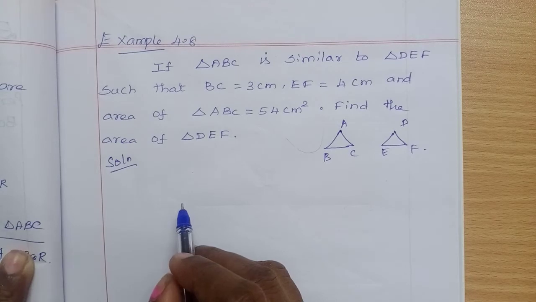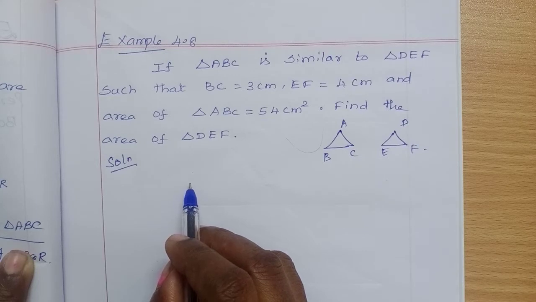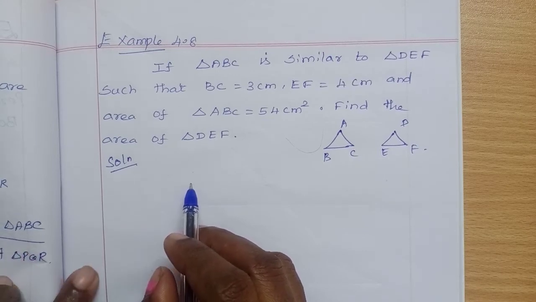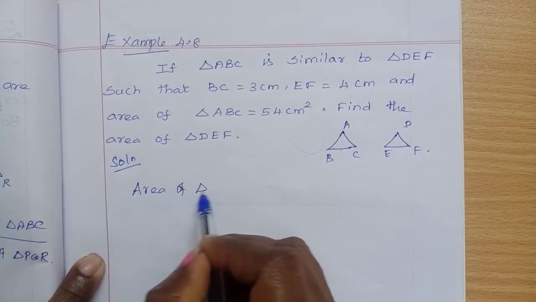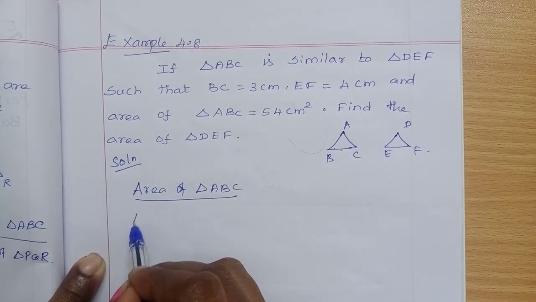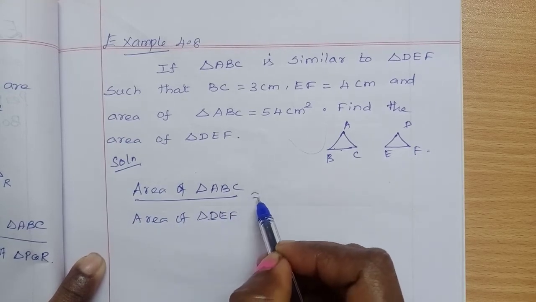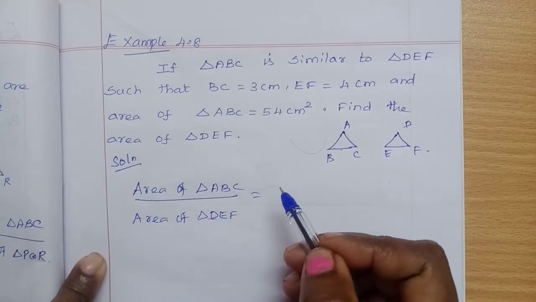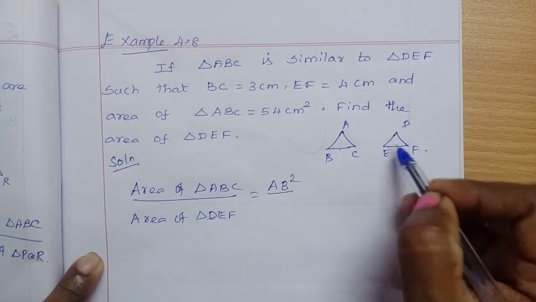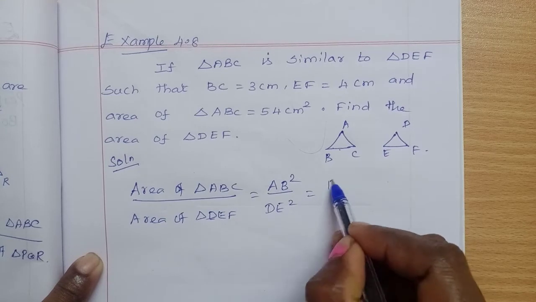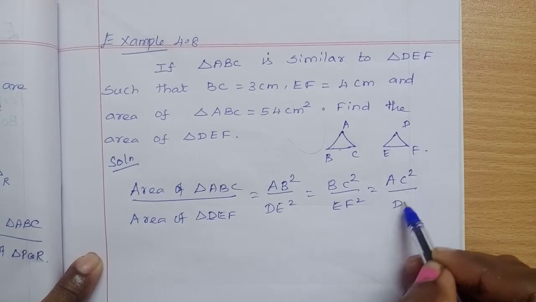The ratio of the areas of two similar triangles is equal to the squares of their corresponding sides. So area of triangle ABC divided by area of triangle DEF is equal to ratio of the square of their corresponding sides. So, corresponding side square AB square by DE square equal to BC square by EF square equal to AC square by DF square.